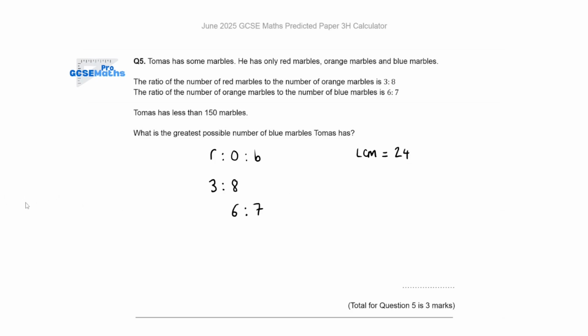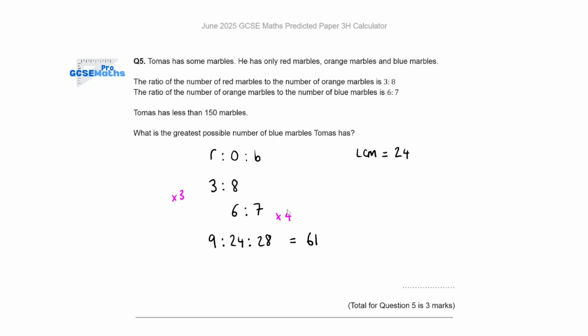So do you see how the first ratio, I would have to multiply to get from 8 to 24 by 3, and the second one to get from 6 to 24 by 4. So my 3-part ratio would be 9, obviously 24, and then 28. Now, if I add that up, I can find the number of parts of the ratio for all 3 marbles, which is 61. And then I can move on to the fact that Thomas has less than 150 marbles.